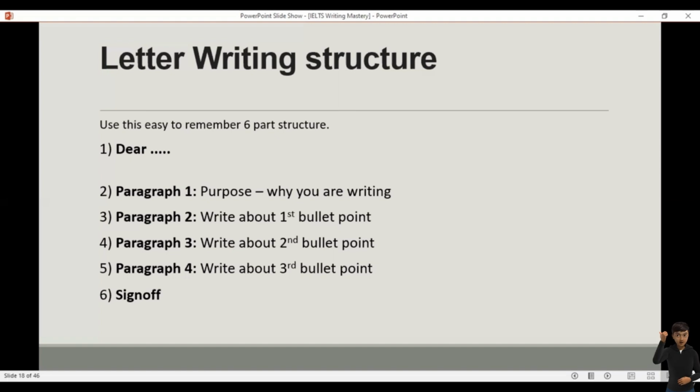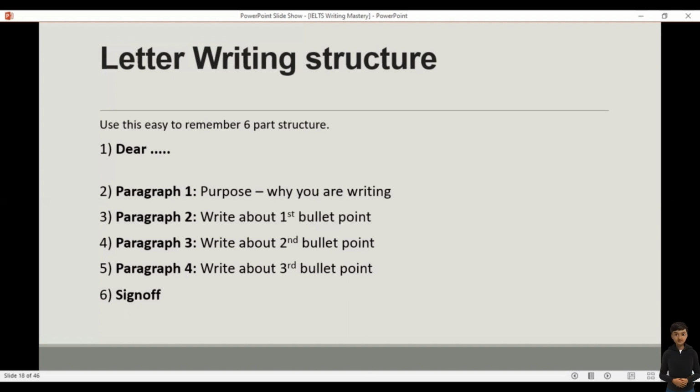Next, number two, we have paragraph one. This is all about purpose, why you are writing this letter. So you have to state this purpose in the very first paragraph. Paragraph two is where we write about our first bullet point. Paragraph three is to write about the second bullet point, and paragraph four is where you have to write about the third bullet point.